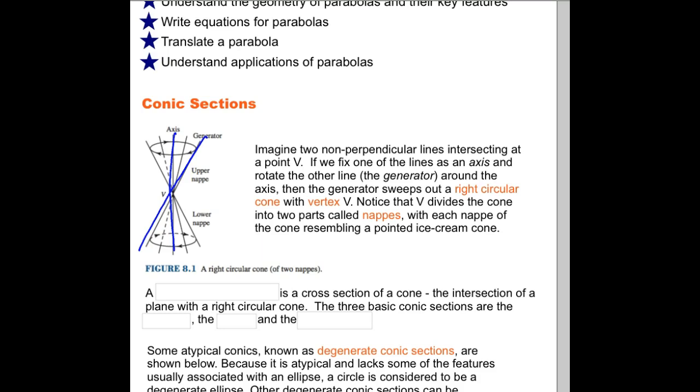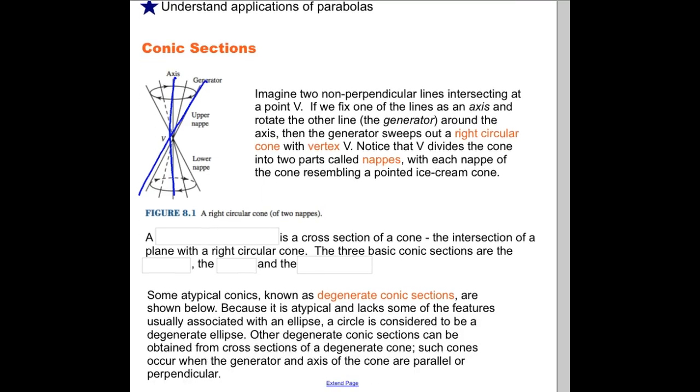All right? It says, imagine 2 non-perpendicular lines intersecting at point V. If we fix one of the lines as an axis and rotate the other one, called the generator, around the axis, it sweeps out a right circular cone. All right. So conic sections, or conics for short, is just a cross section of a cone. It is the intersection of a plane with a right circular cone. And our 3 basic conic sections that we're going to be studying are the parabola, ellipse, and hyperbola.